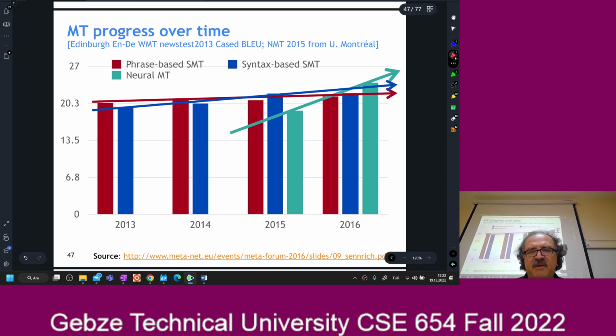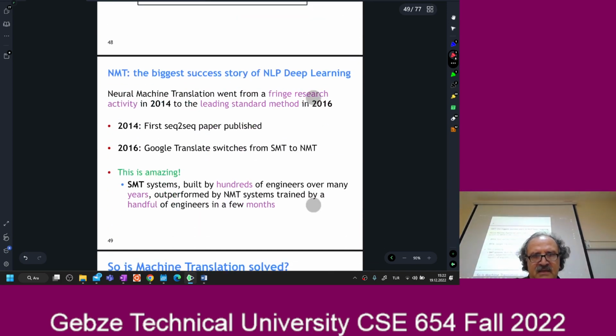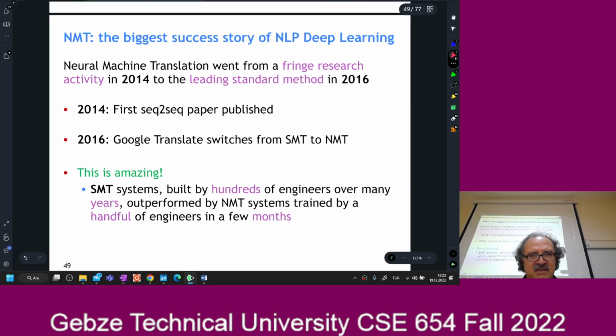In 2015, people started using neural machine translation. And in 2016, it was already better than 20 years of progress made by statistical machine translation. This is interesting. In 2014, the first sequence-to-sequence paper was published. Sequence-to-sequence machine translation is neural machine translation. In 2016, Google Translate switched from statistical machine translation to neural machine translation.